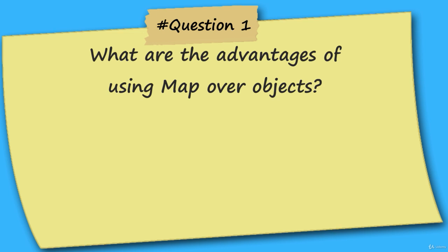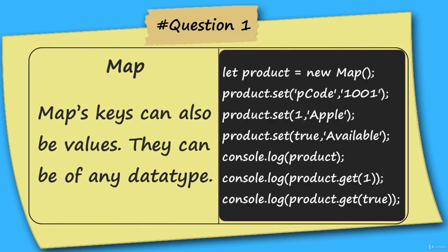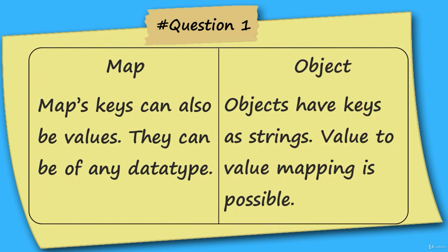The first question is, what are the advantages of using map over simple objects? The first thing is that map keys can also be values. They can be of any data type, which we saw in the beginning of this section. Whereas in case of objects, we have keys as strings, though in newer JavaScript, we also have symbol which we can use as key, but it has a limitation. Whereas in map, you can have keys with any data types, or in a way, value to value mapping is also possible, which doesn't happen with objects.